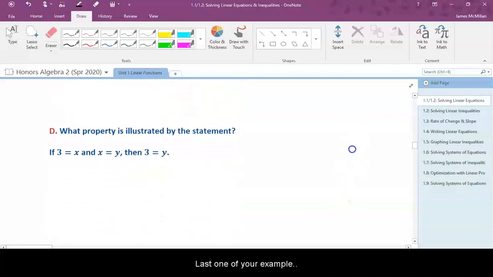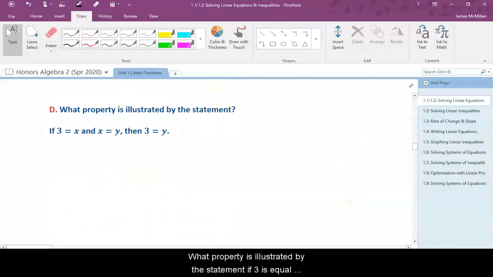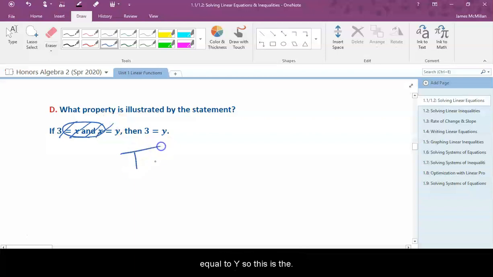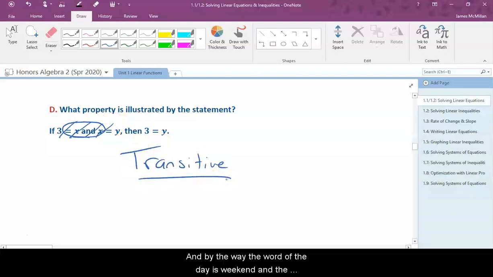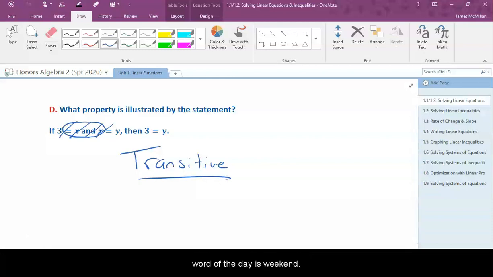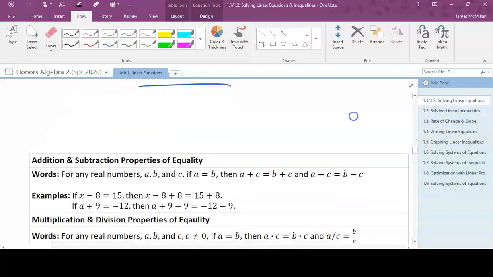Last one here, example D. What property is illustrated by the statement? If 3 is equal to x and x is equal to y, then 3 is equal to y. If we cut out the middleman, all of this going away, 3 is equal to y, so this is the transitive property. Transitive. All right, and by the way, the word of the day is weekend.